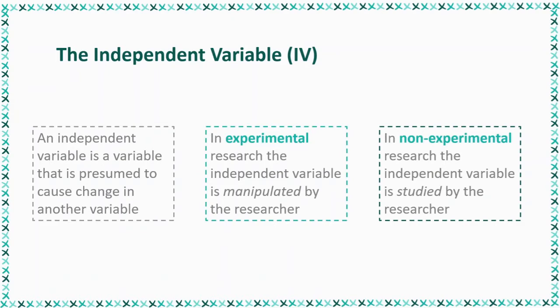In non-experimental research, the independent variable is studied by the researcher. It can't always be manipulated. So it's still the one that is causing or having an effect on the other variable, but the researcher is not able to manipulate it. So we're just observing or studying or watching or whatever it is that we're measuring, but it's something that we don't have control over changing.